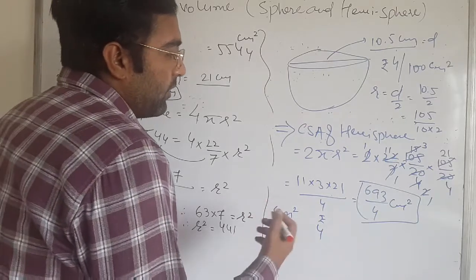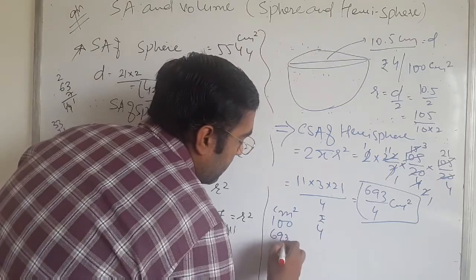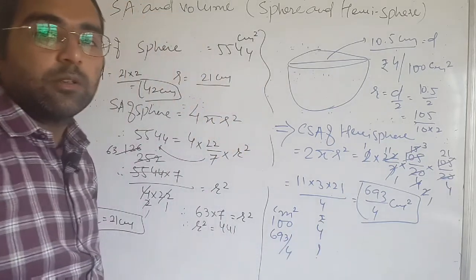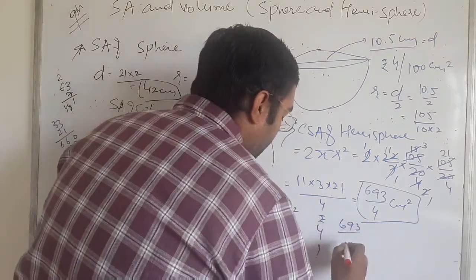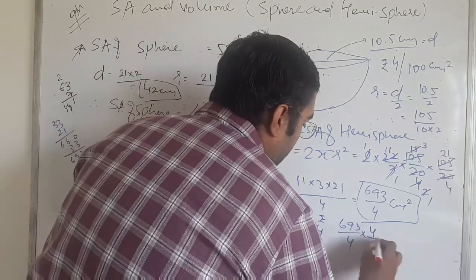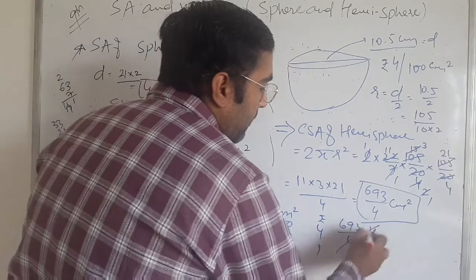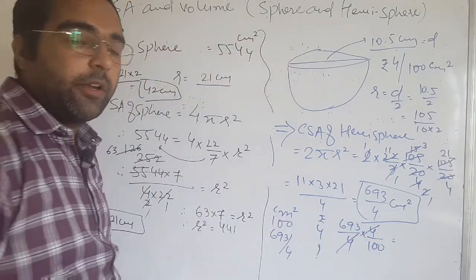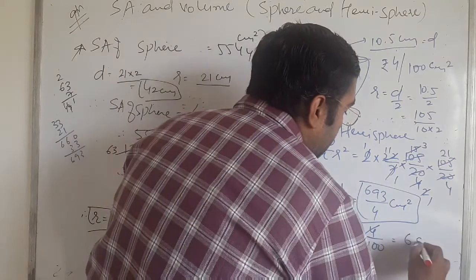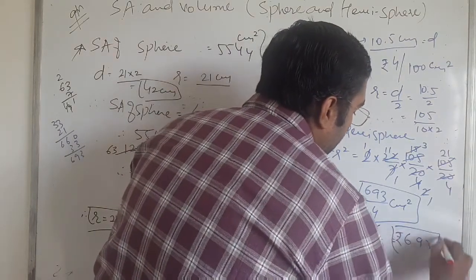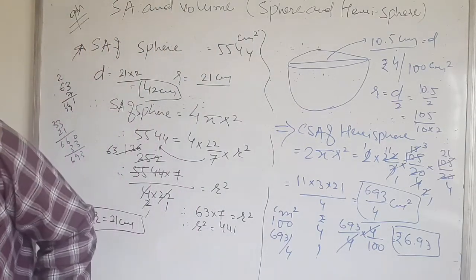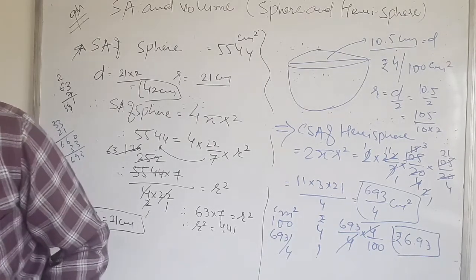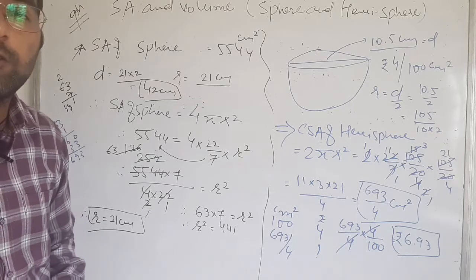Now we have to solve that. 693 by 4 centimeter square, how much is that in rupees? So we multiply 693 by 4 into 4 by 100. Therefore the 4s are cancelled out. 693 by 100 is my answer, 6.93 rupees are required. That is 6 rupees and 93 paisa.